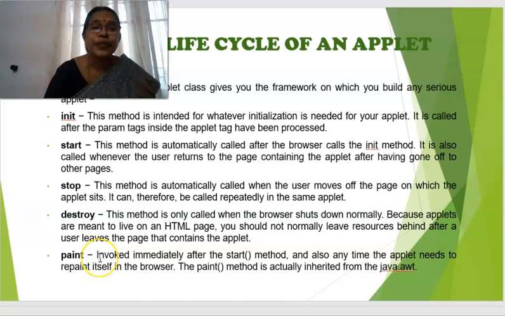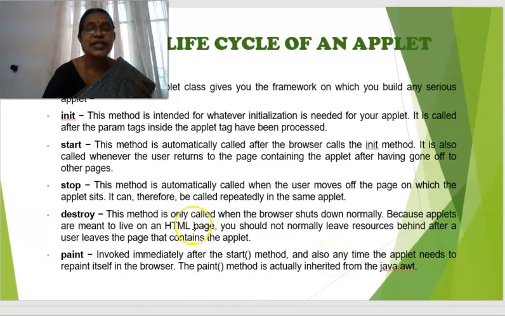And the fifth method, which is present in the Component class, is the paint method. The paint method is called generally immediately after the start method, and also any time the applet needs to repaint. Whenever you call repaint, the paint method will be executed. The actual painting and certain processing will be written inside the paint method. This paint method is actually inherited from java.awt.